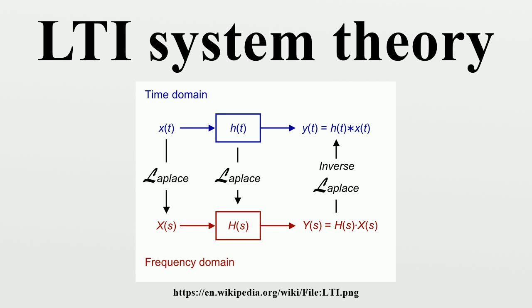Time invariance means that whether we apply an input to the system now or T seconds from now, the output will be identical except for a time delay of T seconds. That is, if the output due to input x(t) is y(t), then the output due to input x(t - T) is y(t - T). Hence, the system is time invariant because the output does not depend on the particular time the input is applied.